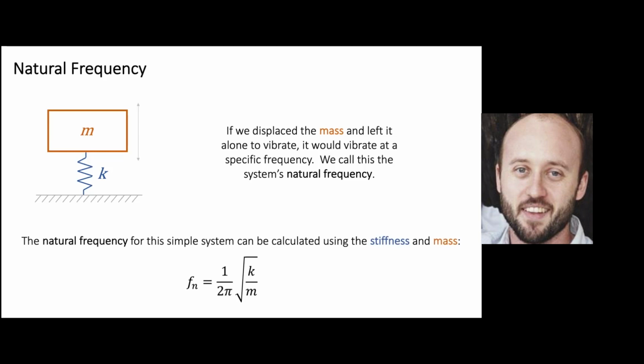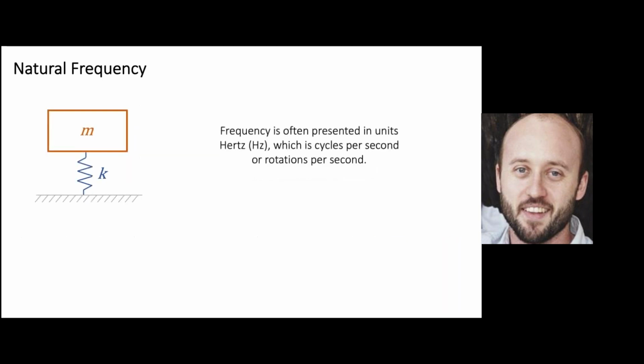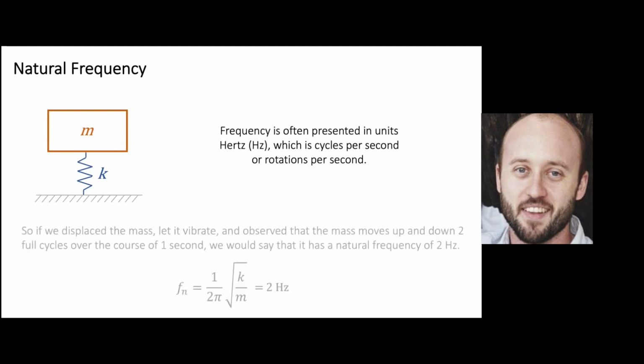If we knew the value of the stiffness and we knew the value of the mass, we could calculate the natural frequency. So it's important to understand that the natural frequency of a system is a function of its stiffness and mass properties. So we're talking about frequency, and frequency is going to be presented oftentimes in units of hertz. And hertz just simply means cycles per second or rotations per second.